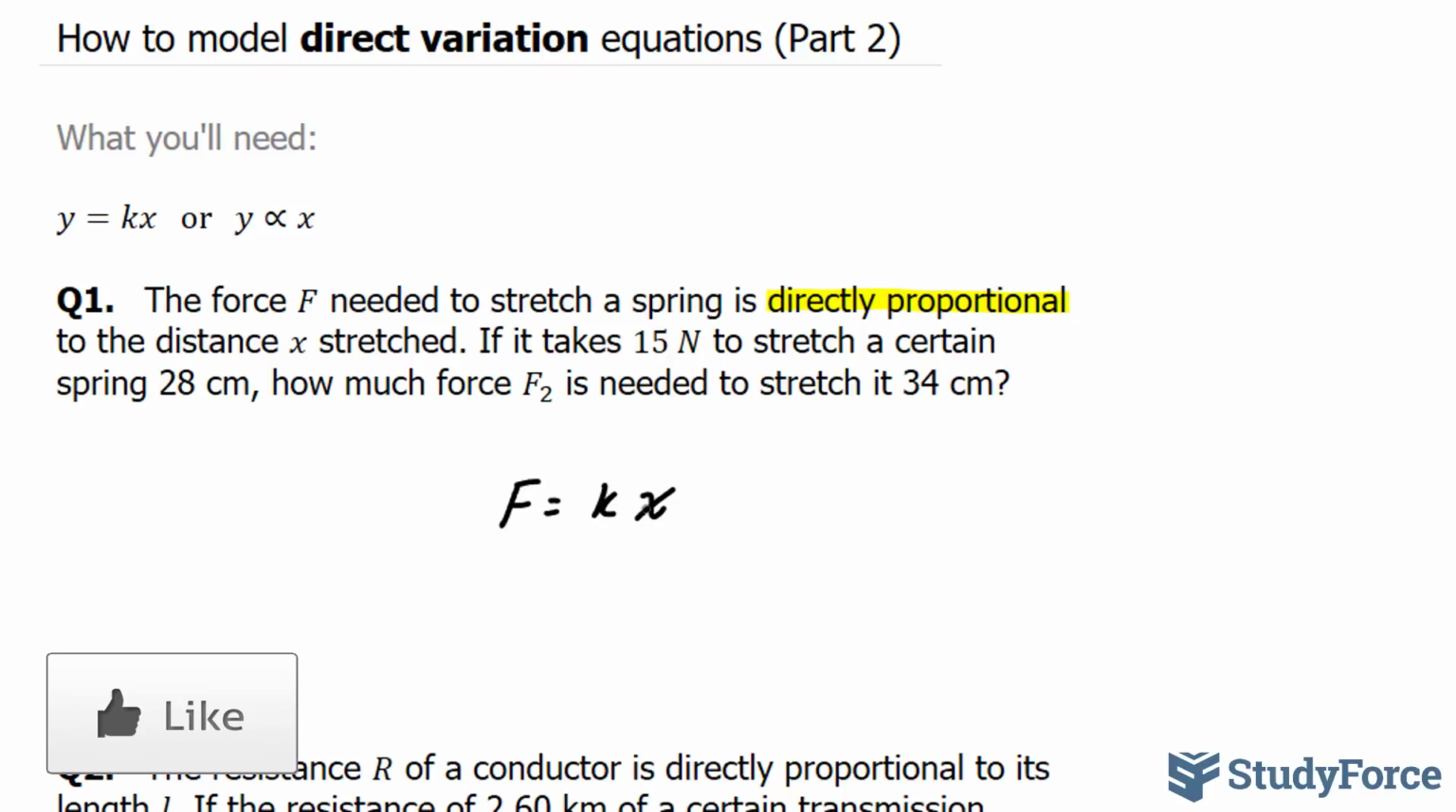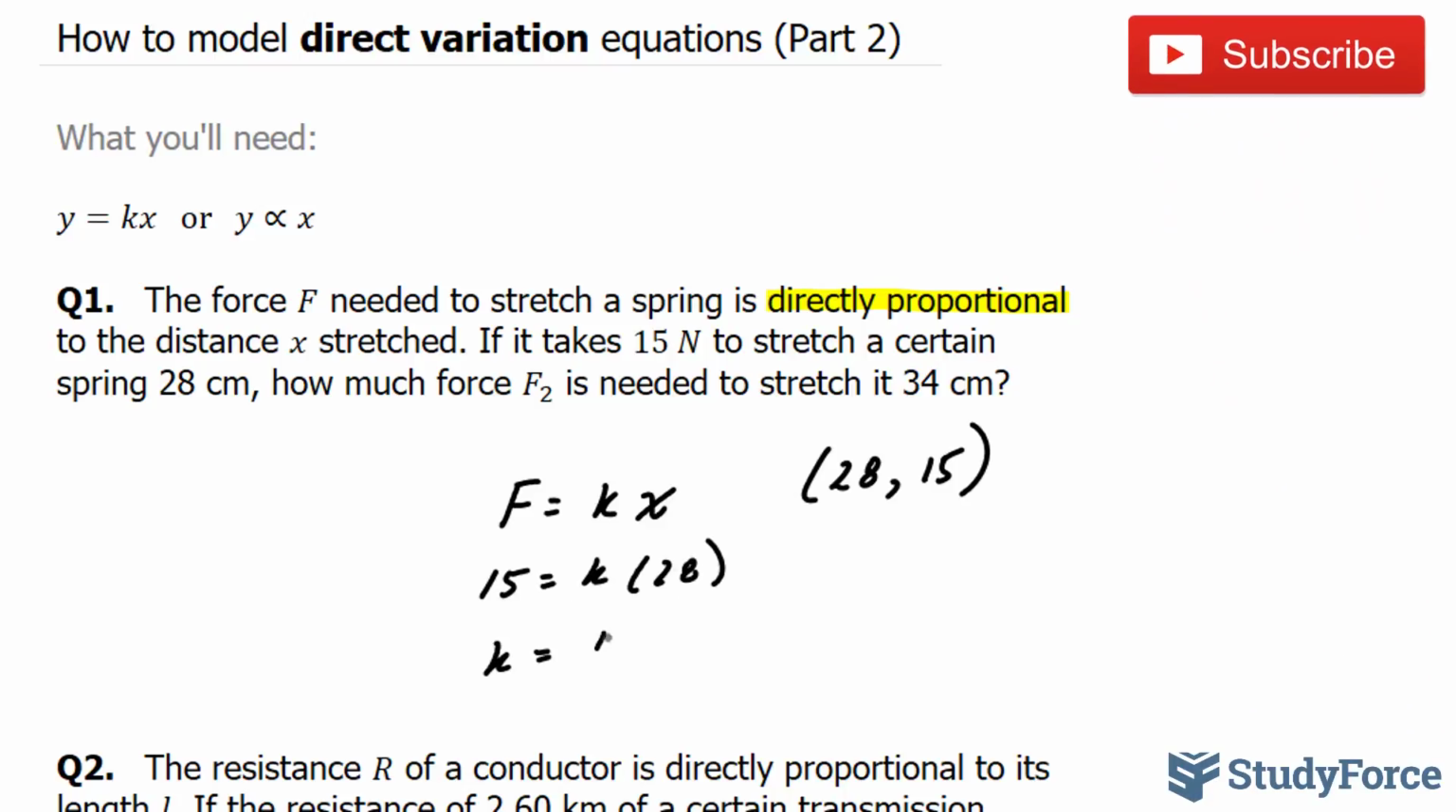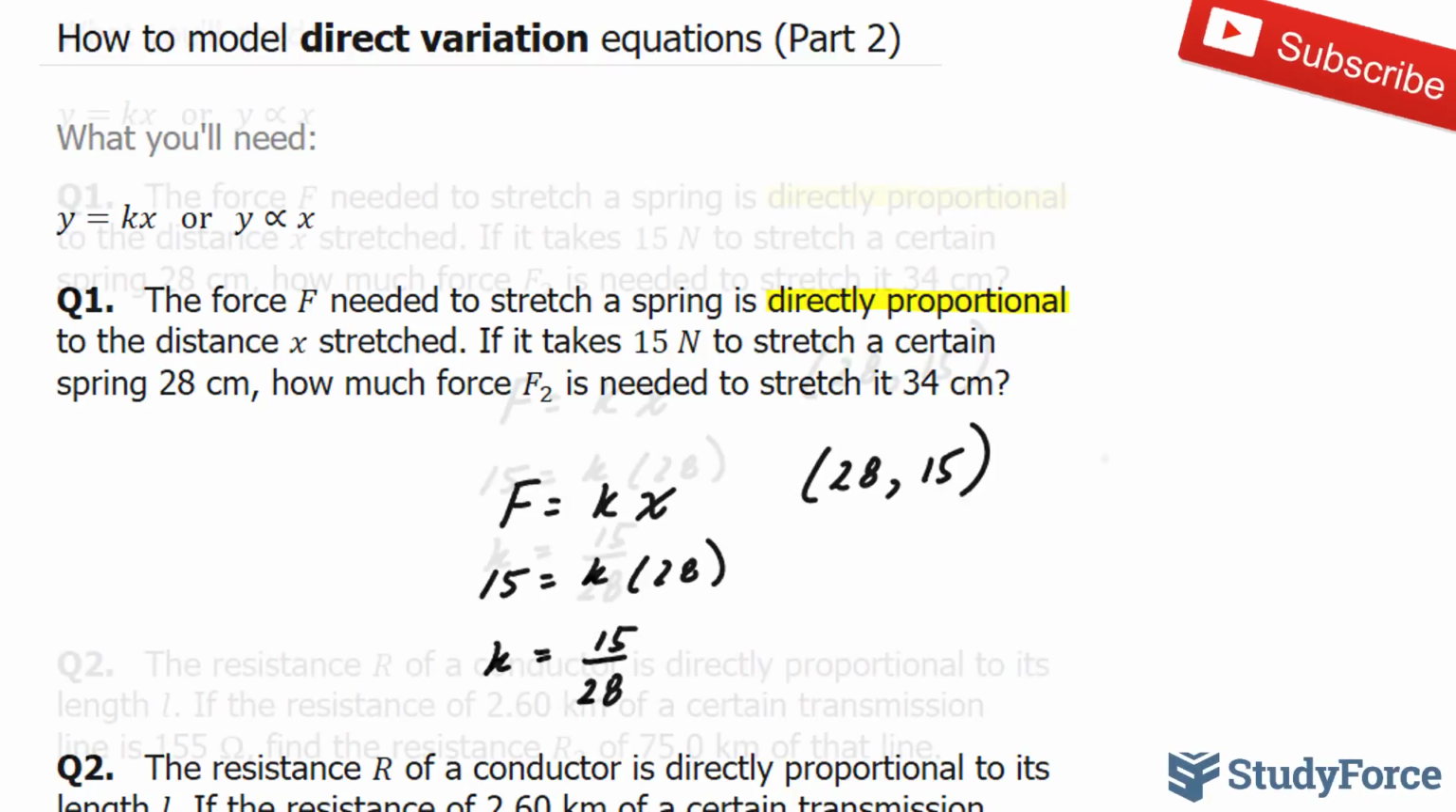We are told that if it takes 15 newtons to stretch a certain spring 28 centimeters, so that's our first point, 28 centimeters, the distance, and 15 newtons. How much force is needed to stretch 34? Substituting these values into F and x, we end up with 15 is equal to k times 28. Our k is equal to 15 over 28. This fraction can't be reduced.